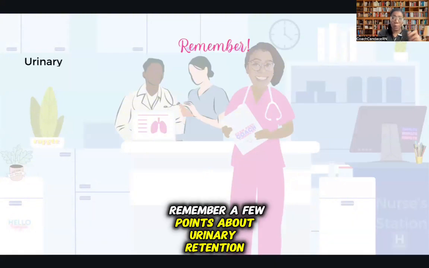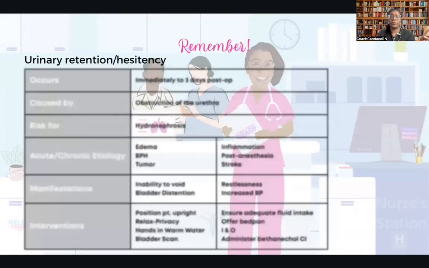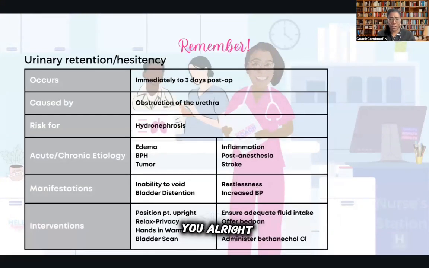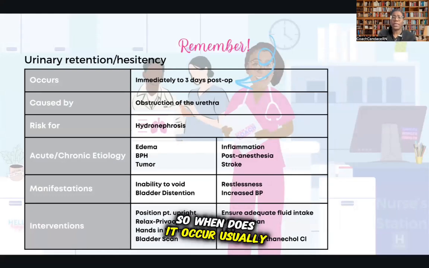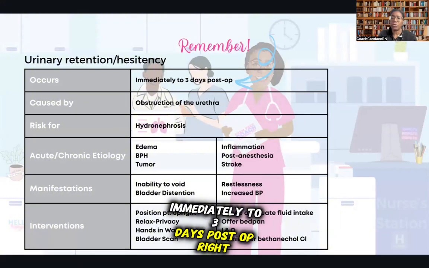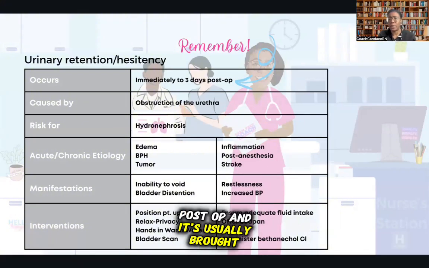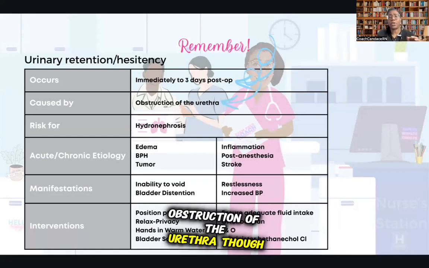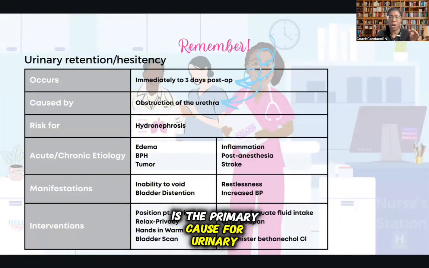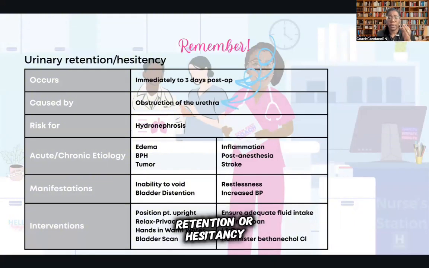All right. And if you just want to remember a few points about urinary retention, I will point this graph to you, right, so that you can take a quick moment to review. All right. So when does it occur? Usually immediately to 3 days post-op, right? And it's usually brought on by some issue with the anesthesia. But there are other issues that we'll get to in a second. Obstruction of the urethra, though, is the primary cause for urinary retention or hesitancy, right? And it puts a patient at risk for hydronephrosis.